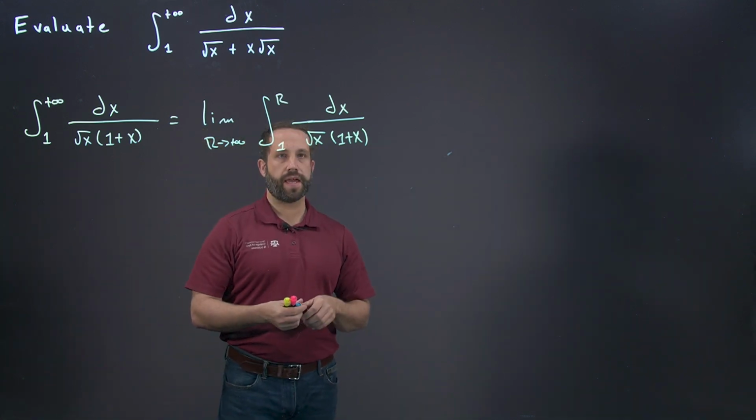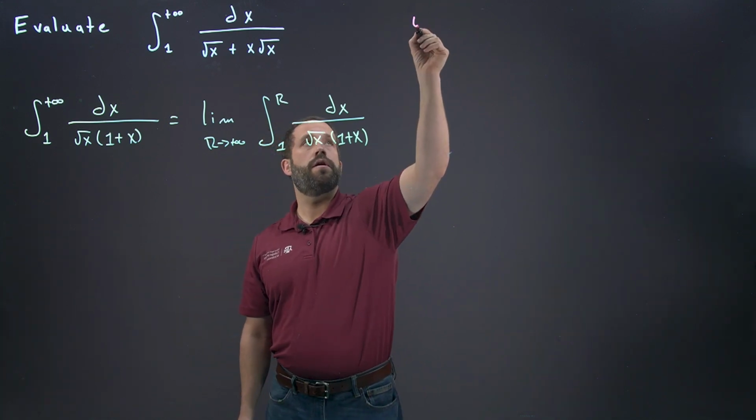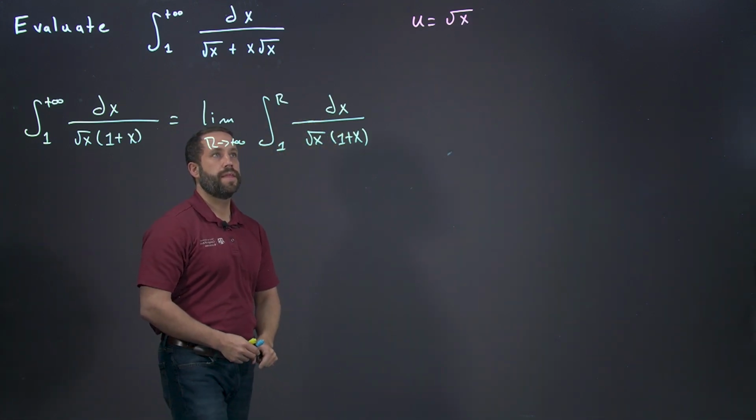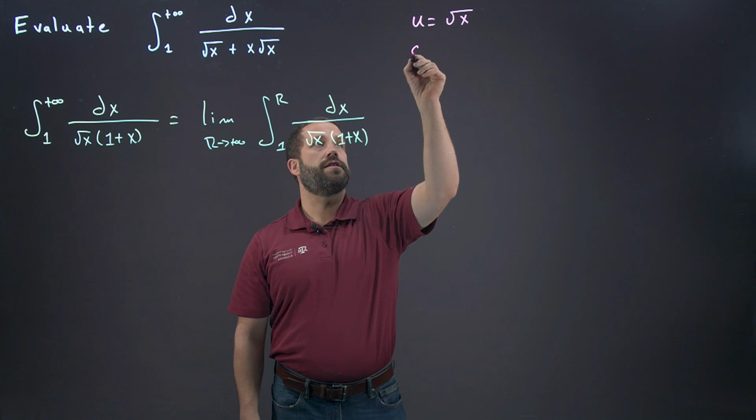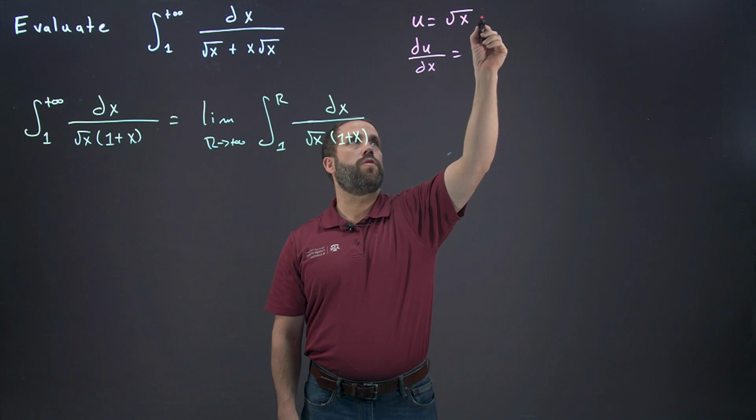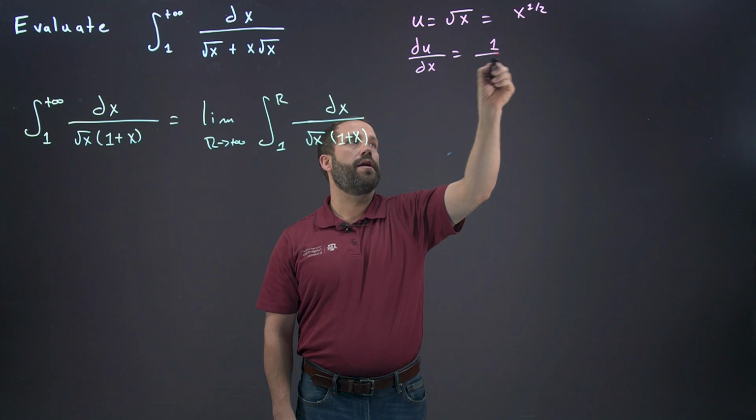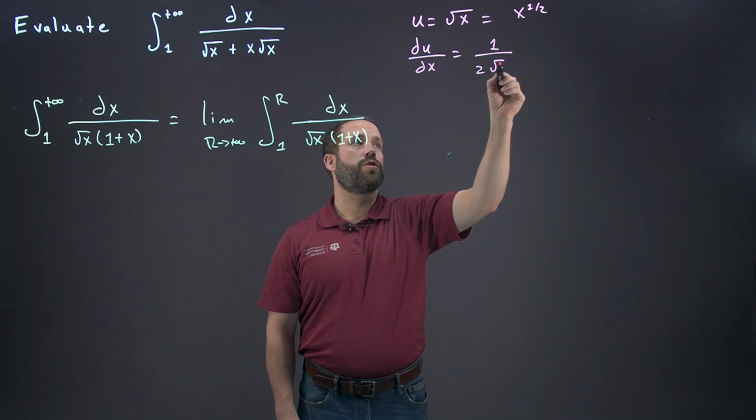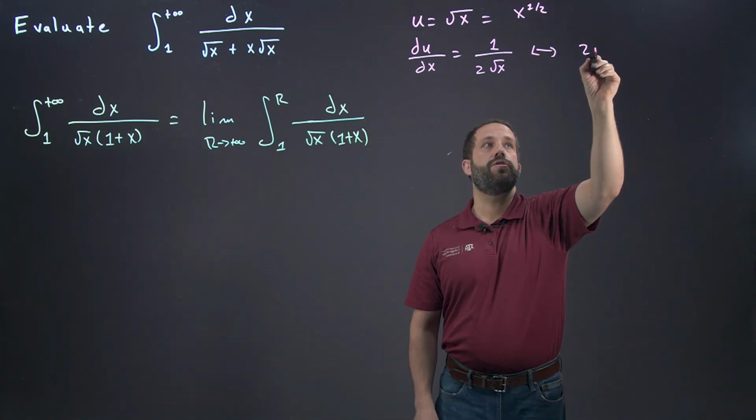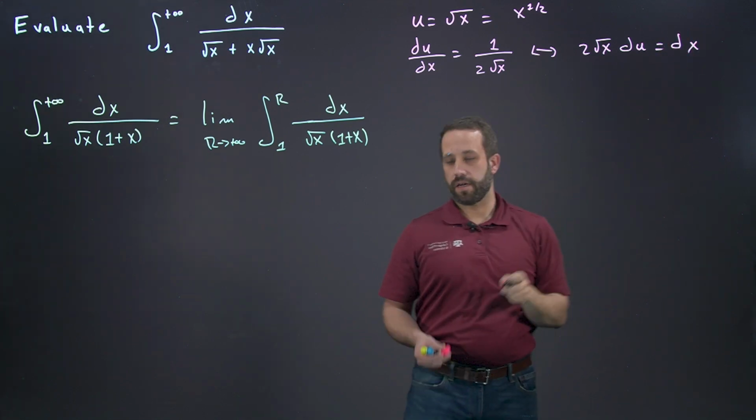Okay, so I'm going to make a u substitution. I'm going to say u is equal to the square root of x. And if u is equal to the square root of x, this means du dx is equal, so remember this is x to the power of 1/2, so du dx is equal to 1 over 2 times the square root of x. Or this tells me that 2 square root of x du is equal to dx.